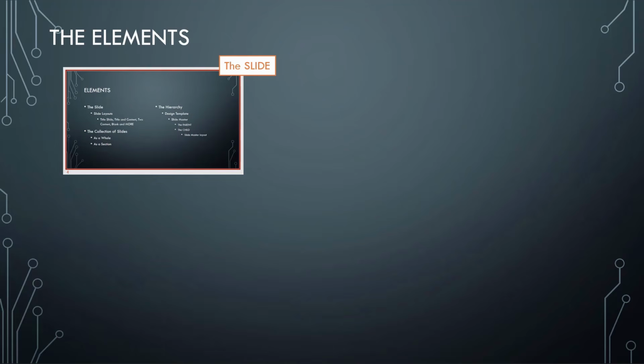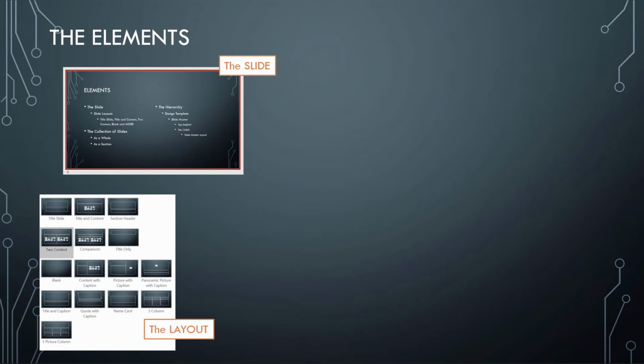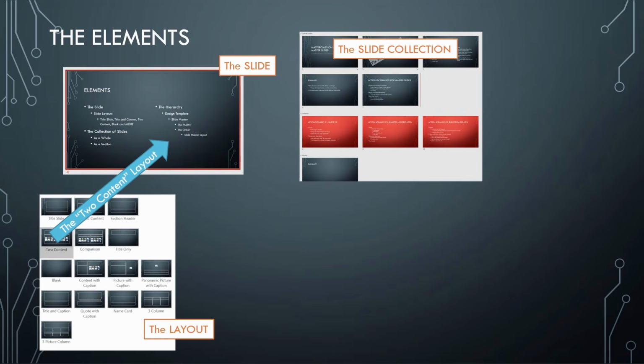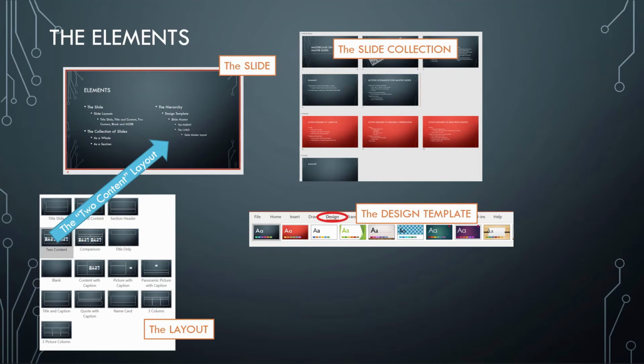The next element are called layouts. Each slide originates from a slide layout, which instructs where to put each of the placeholder objects on the slide. Placeholders are things like the title or the footers or the text box. And this specific slide example is based on the 2 content layout. The next element is slide collections. In any PowerPoint presentation, there is a collection of the individual slides, and the totality makes up the slide collection.